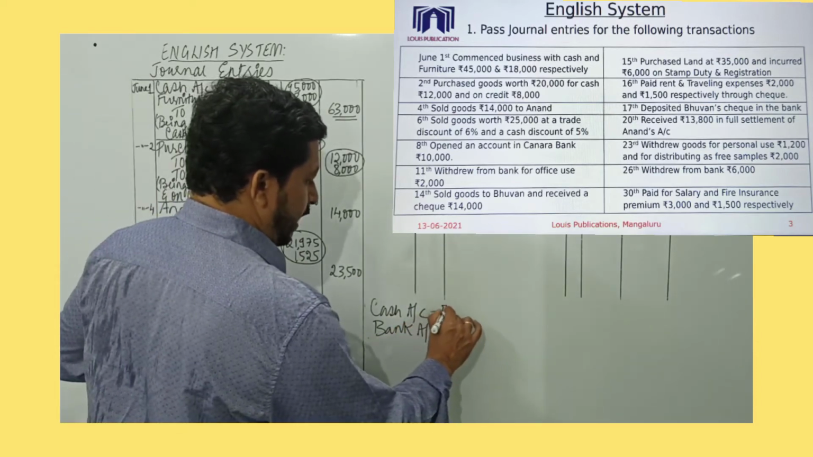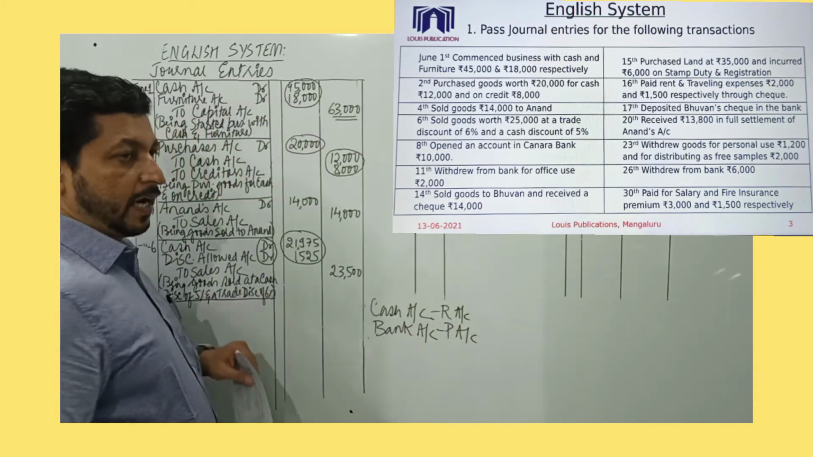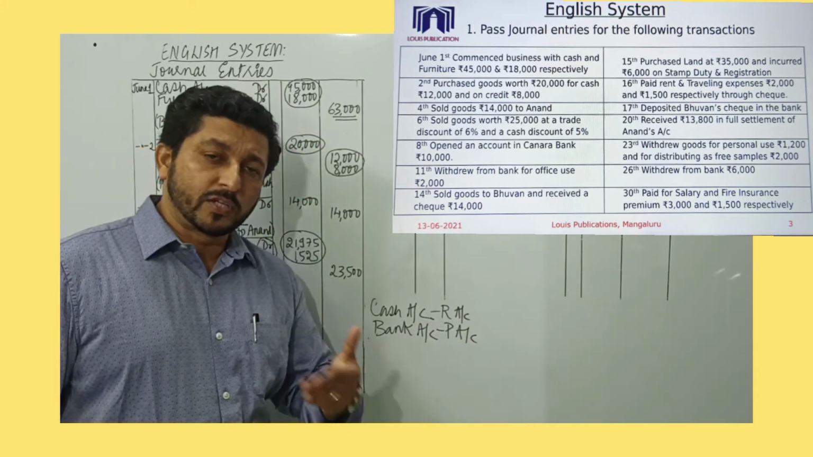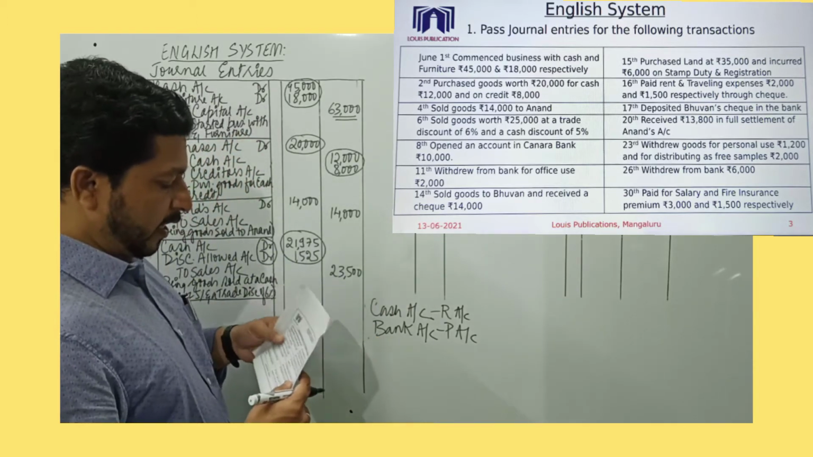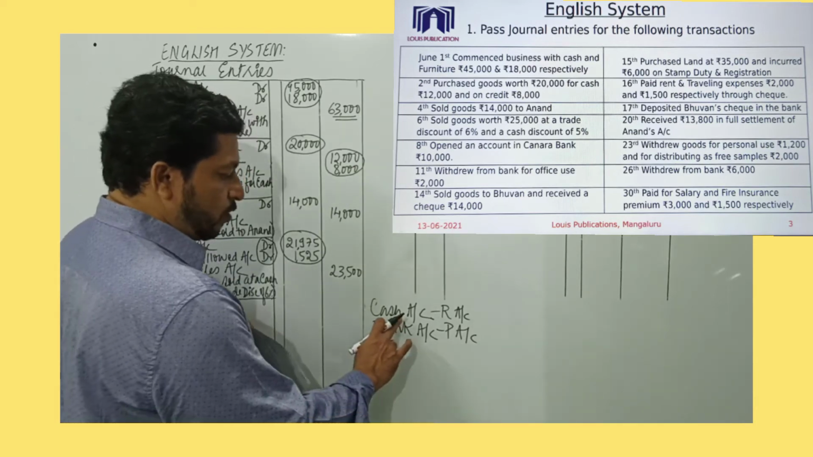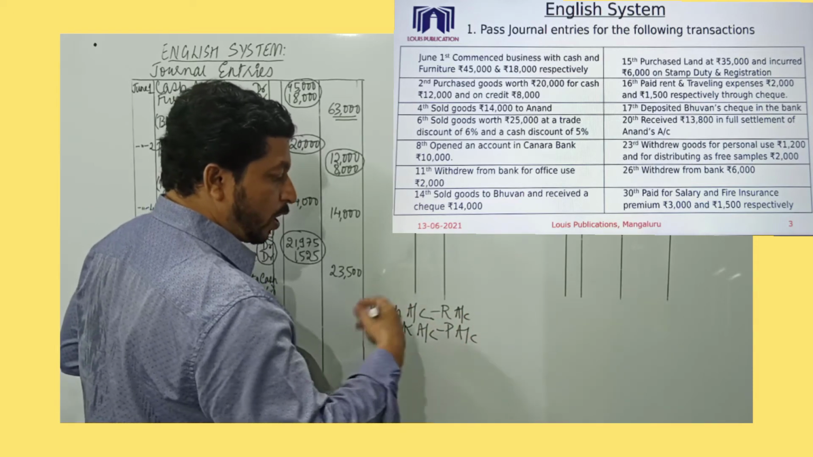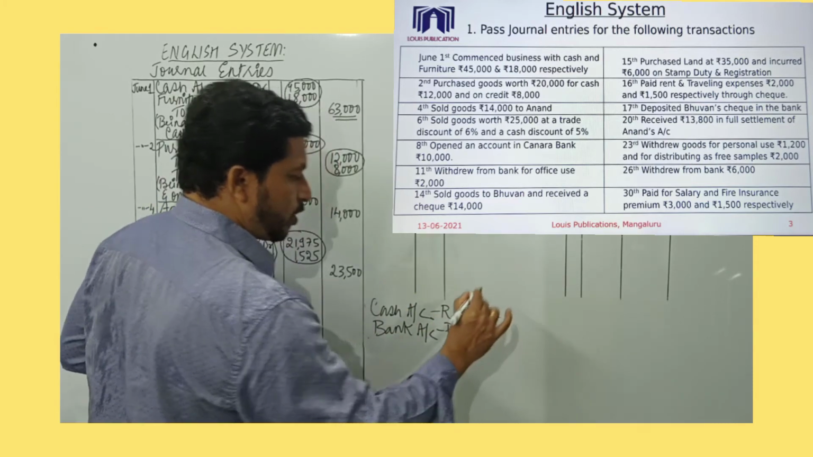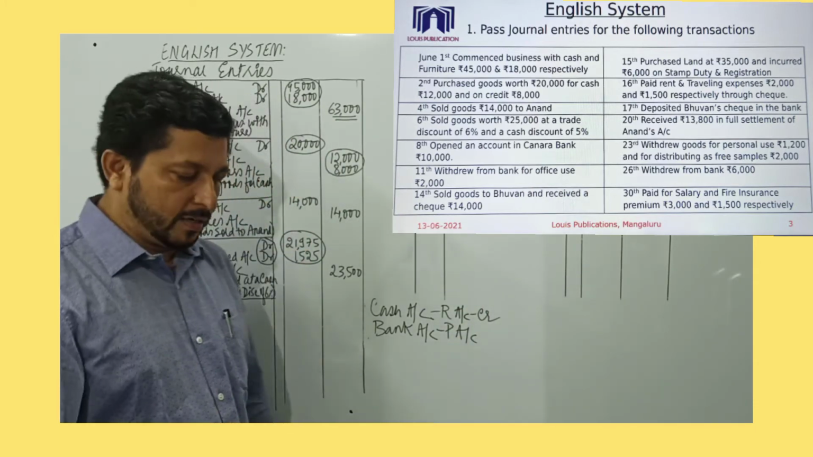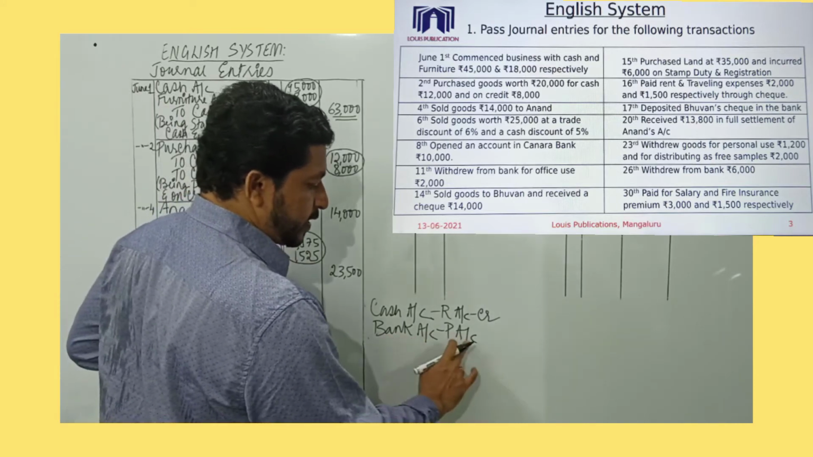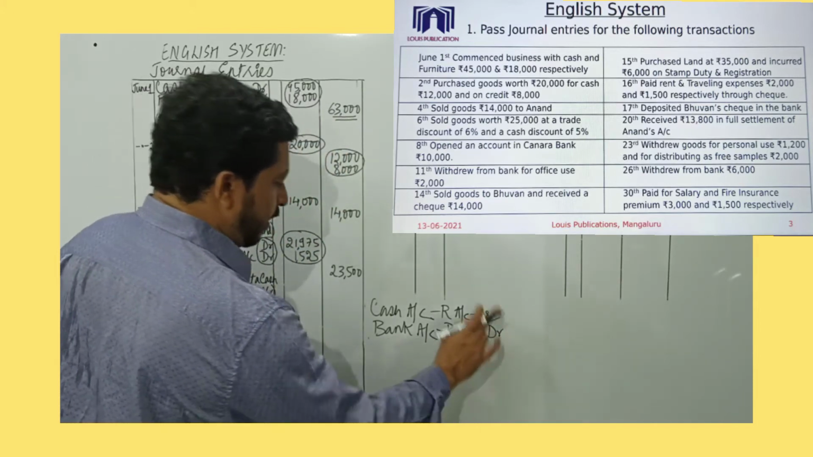Cash account belongs to real account. Bank account belongs to personal account, because remember, bank is an artificial person. It has a name, Canara Bank, State Bank of India. You can call any bank for that matter. So now we are opening an account in Canara Bank. When we are opening an account, we are depositing cash in the bank. So real account rule, cash is coming in or going out. Cash is going out. So credit what goes out. Money is going outside the business. It is going to the bank. Whereas bank is the receiver, personal account. Bank is receiving the money which we are depositing. So bank account will be debited.